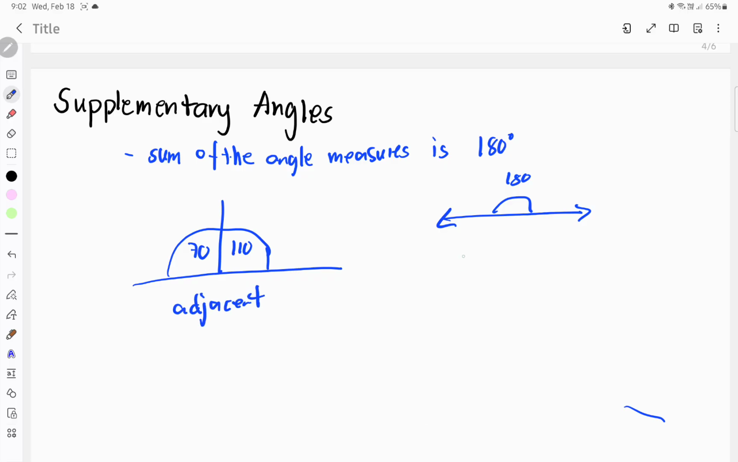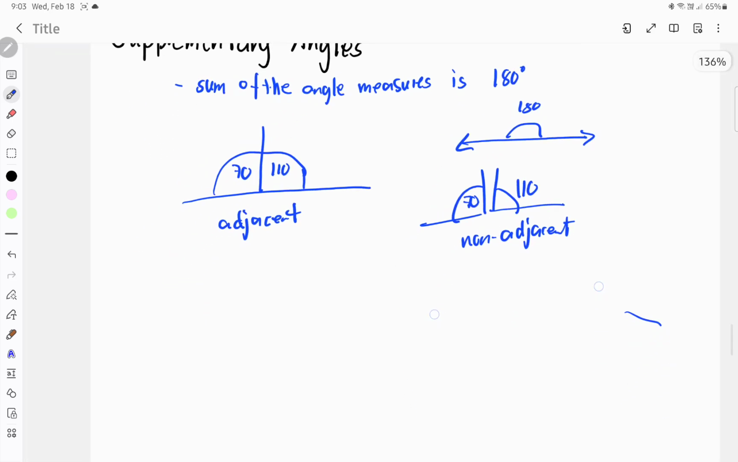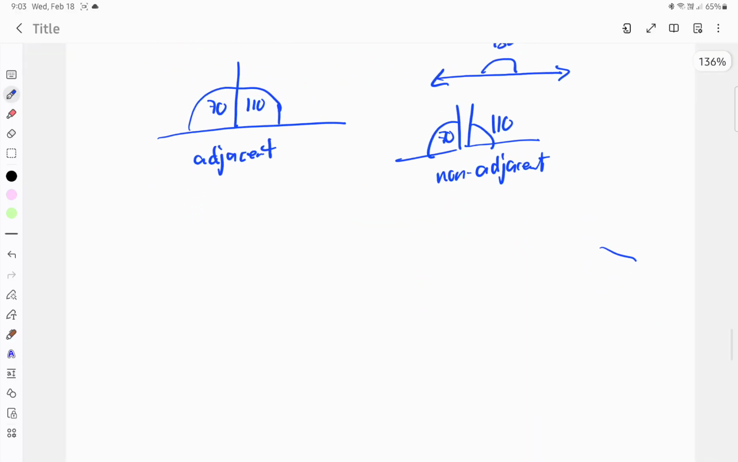That is supplementary. But we can have it like this one. Assuming that this is 70 in measure, and this is 110. This is non-adjacent. So that is how you look at supplementary angles. It could be adjacent or non-adjacent. Now in solving, we call it supplement.